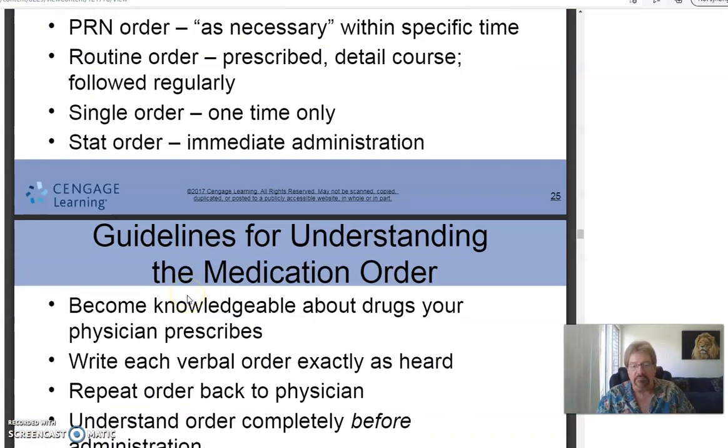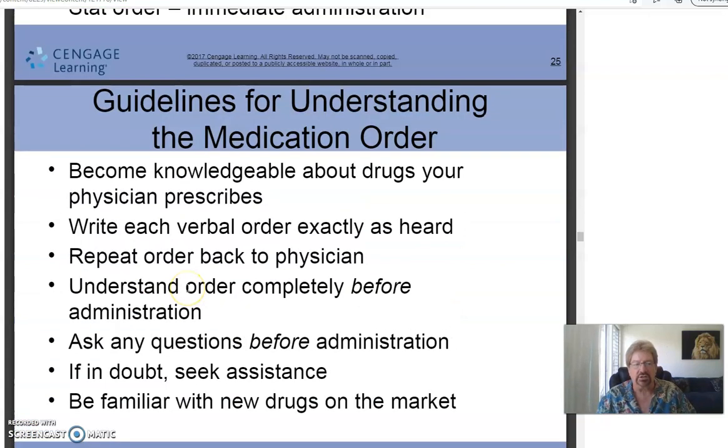Guides for understanding medication order. Become knowledgeable about drugs your physician prescribes. Obviously, if you're working for a psychiatrist and he's prescribing all kinds of stuff for female vaginal disorders, something ain't right. So it depends on what kind. Probably when you work in family medicine, you'd see the broadest base. But if you work for an eye doctor, ophthalmologist, chances are there's only a limited amount of meds that doctor is going to prescribe. Write each verbal order exactly as heard.